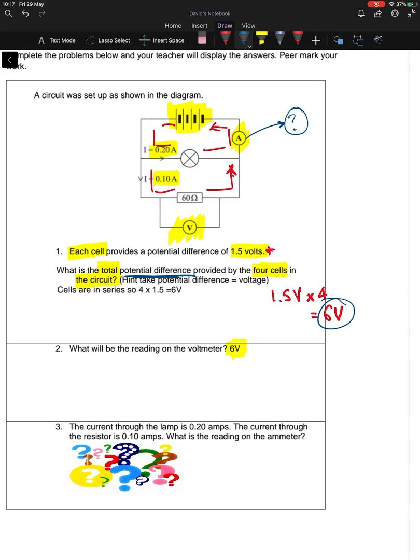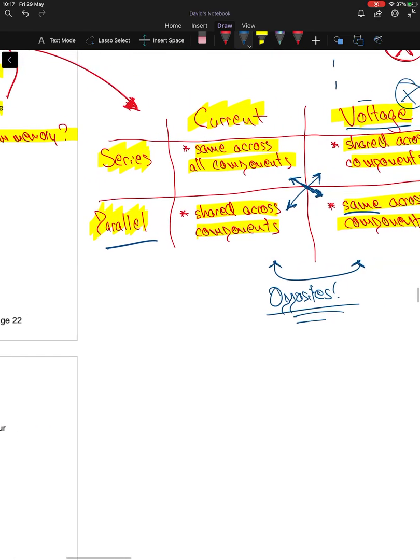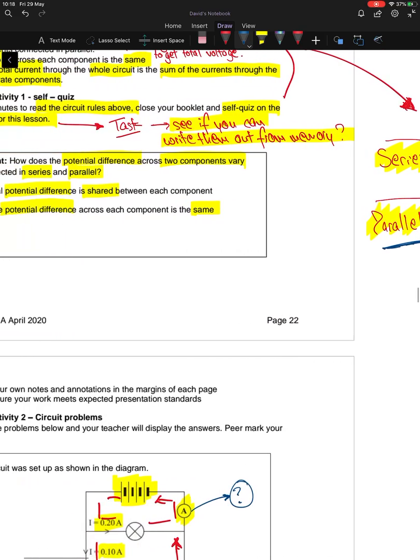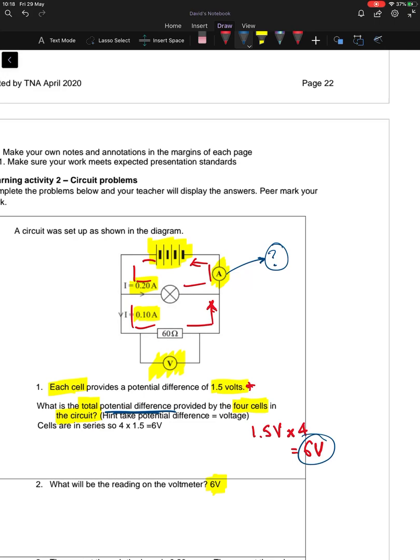So what's the reading on the ammeter? Now, this is a parallel circuit and it's asking us about current. So go back to our rules. Parallel circuit, and it's asking us about current. Parallel, current shared. So it's shared across the components in each of the branches.